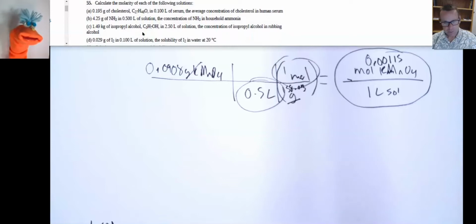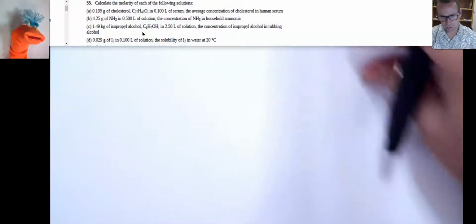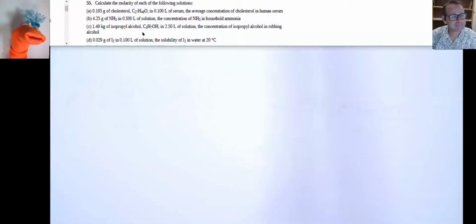Okay. Calculate the molarity of each of the following solutions. 0.195 grams of cholesterol in 0.1 liters of serum. 0.195 grams. What's the molar mass of cholesterol? 386.65.